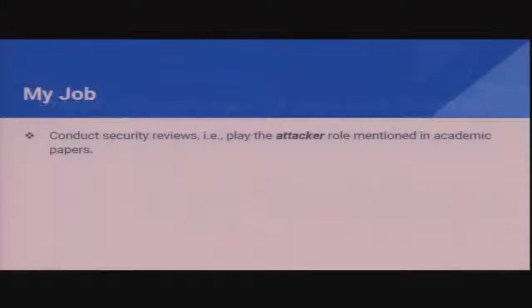Okay, it's my honor to be here. So the topic of the talk is practical cryptanalysis of JSON Web Token and Galois Counter Mode implementations. So I'm a security engineer. So basically, my job is to conduct security reviews. What it means is to play the attacker role in your academic papers.